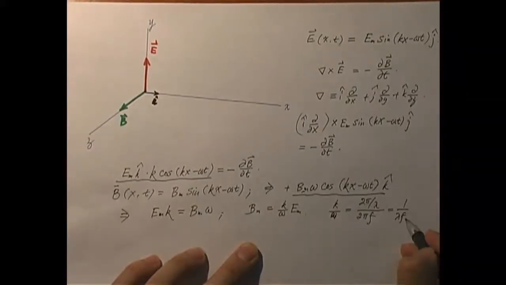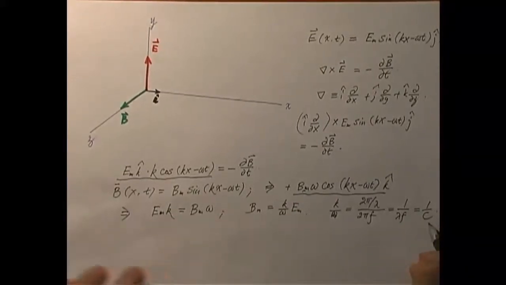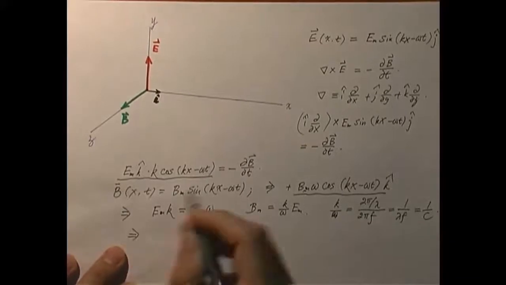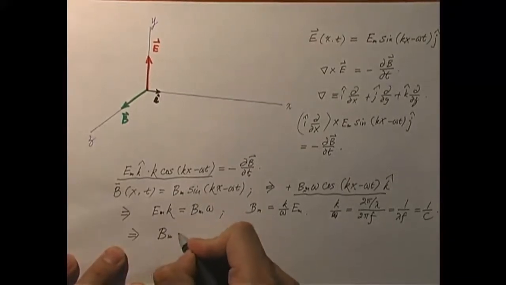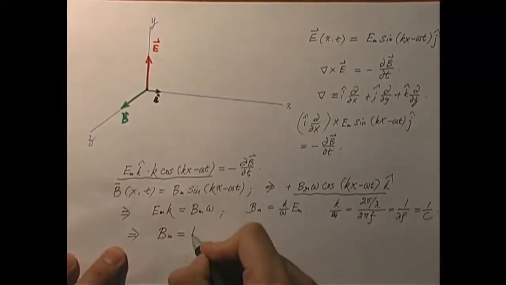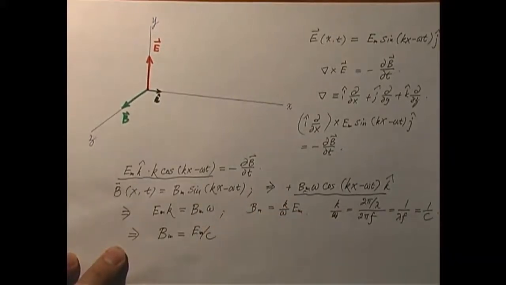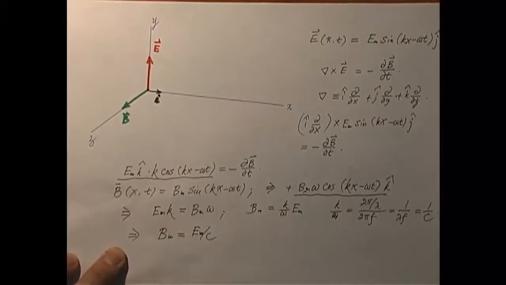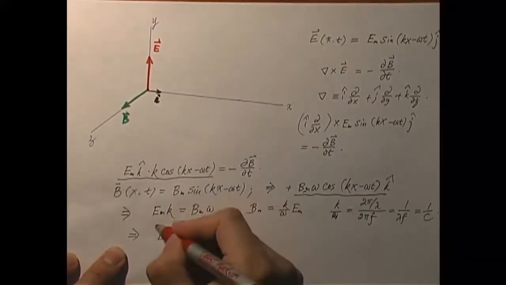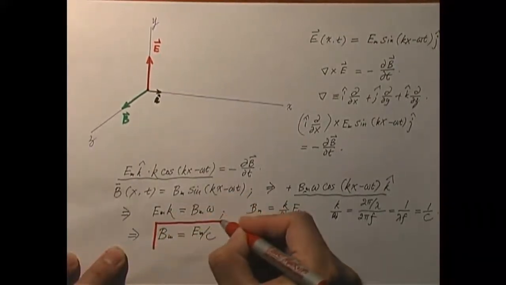So this really is 1 over lambda f. Lambda times f is what? It's the speed of the wave. In this case, it's the speed of light, c. So it's 1 over c, okay? And so therefore, we conclude that B maximum must be equal to E maximum over c, okay? This explicitly relates the amplitude of the B field with the amplitude of the E field in a plane electromagnetic wave.